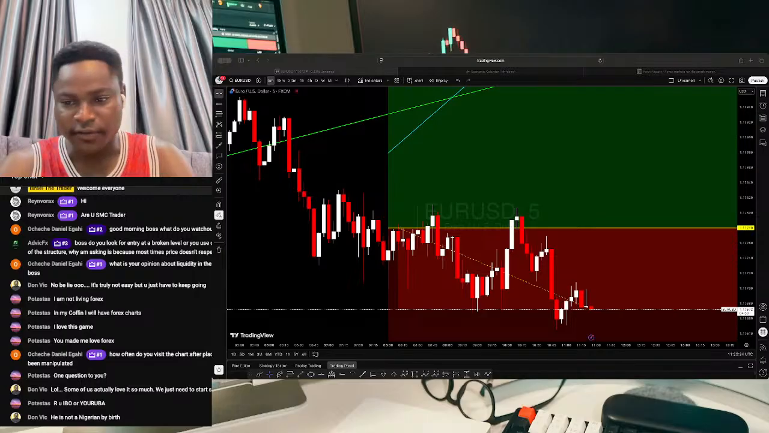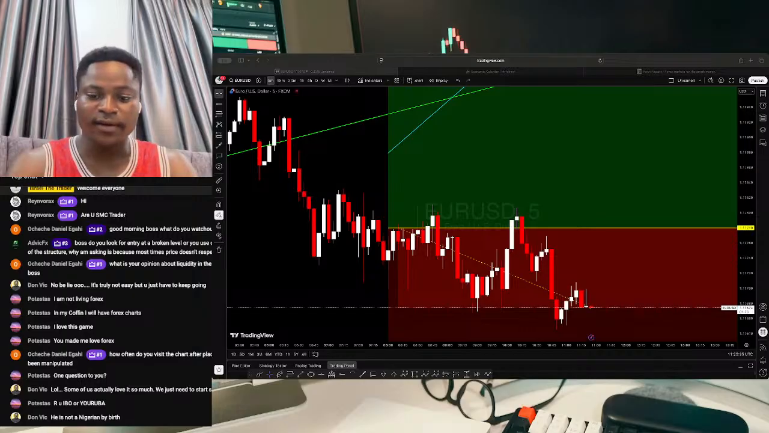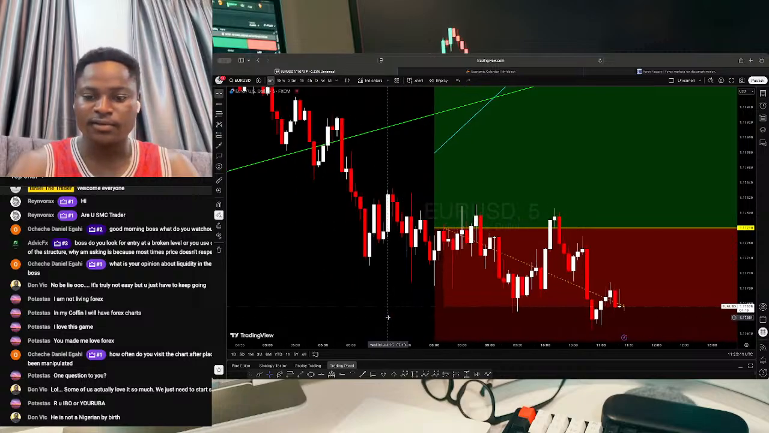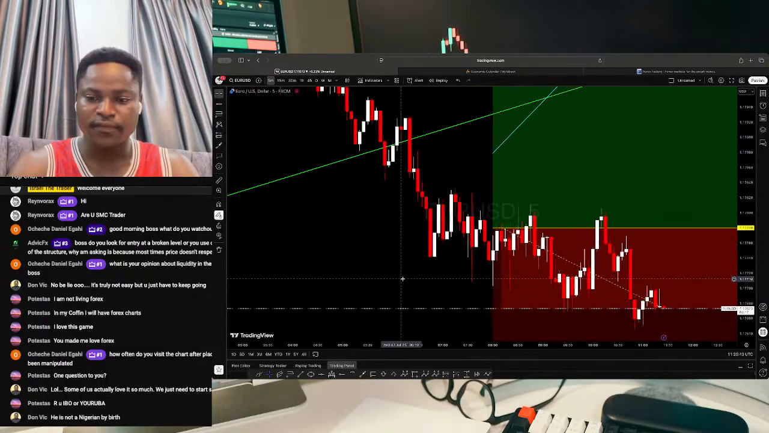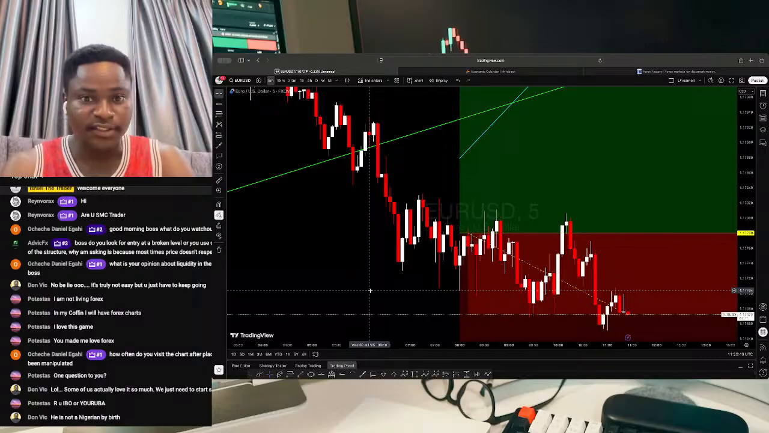Okay, how often do you visit the chart without placing a trade? I just answered about manipulation, right? It depends on the type of trade I'm in. If I'm in a swing trade, I don't actually visit the chart that often. I can decide to check maybe after 3 hours, 4 hours, 5 hours. That's a swing trade, right?